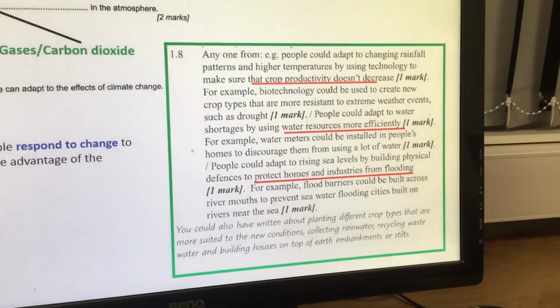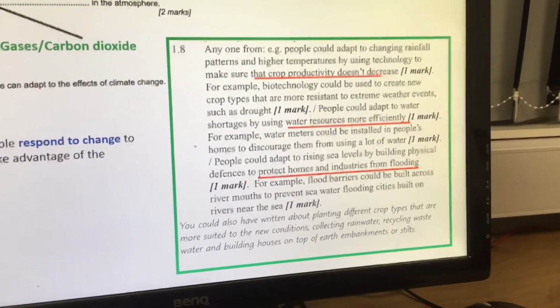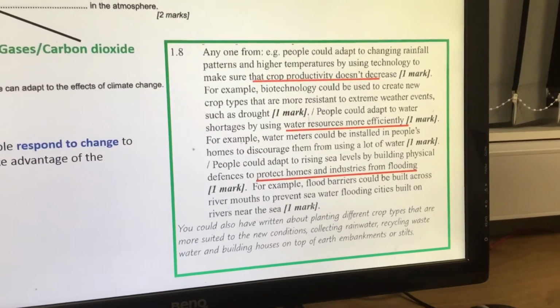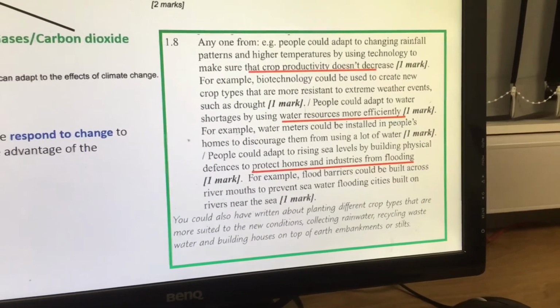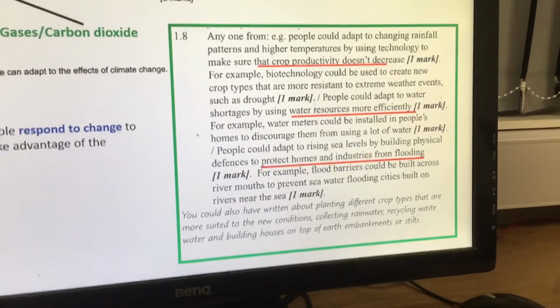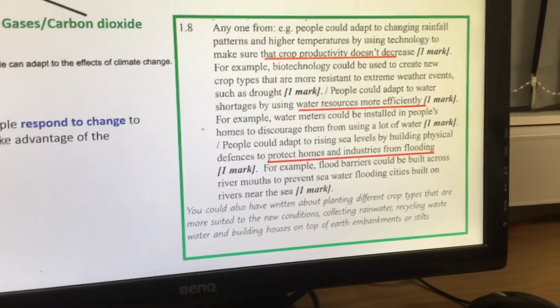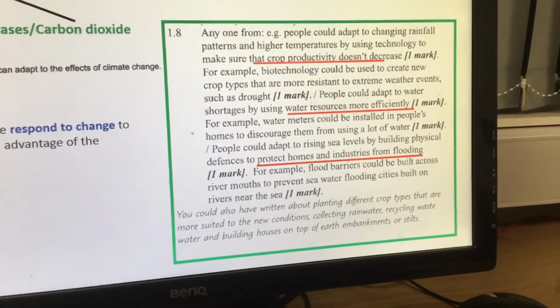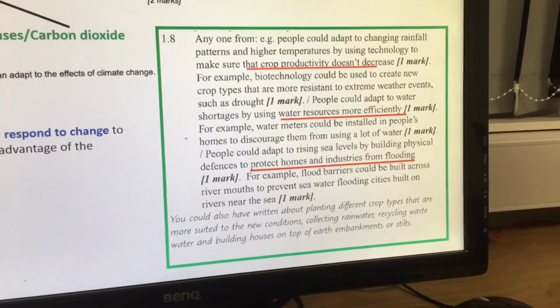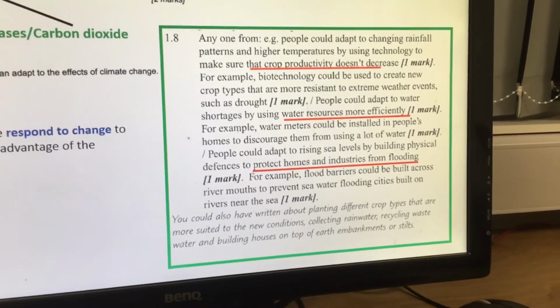So the sort of things you could have put for that, you could have said things like people could adapt to the changing rainfall patterns and higher temperatures by using technology that makes sure that crop productivity doesn't decrease. So you could use things like biotechnology to create new crop types that are more resistant to extreme weather conditions such as drought. You could have put that people could adapt to water shortages by using water resources more efficiently, such as using water meters in their homes so they cut down on water use.